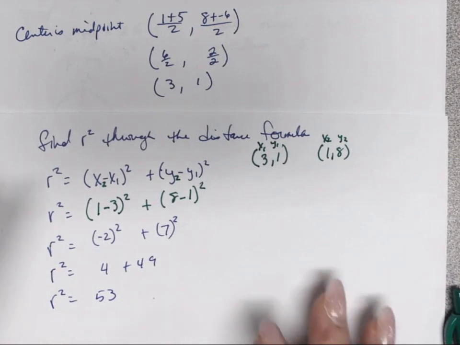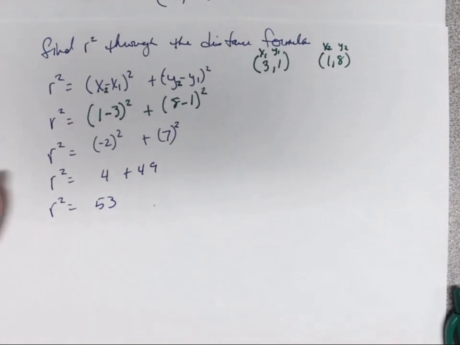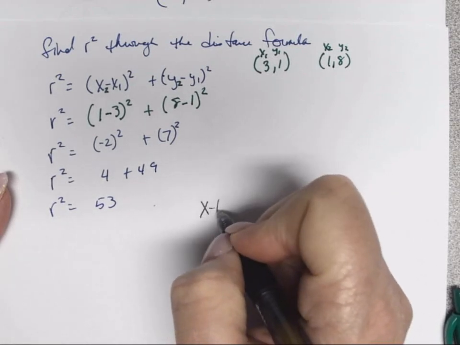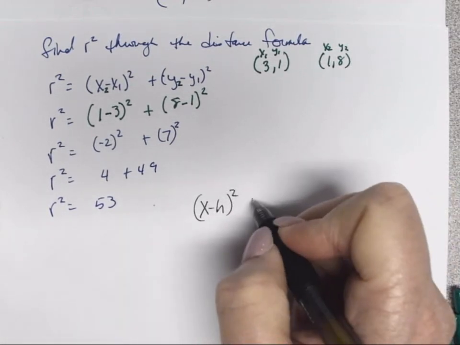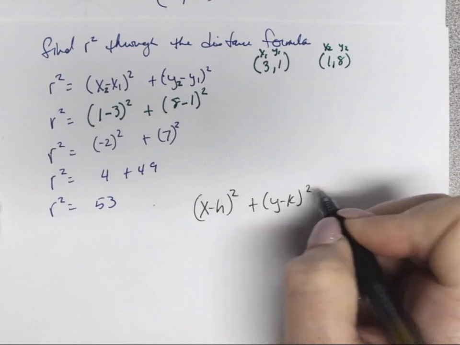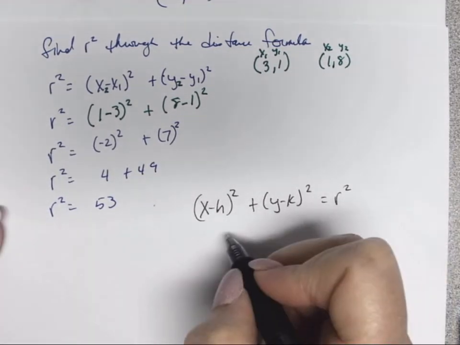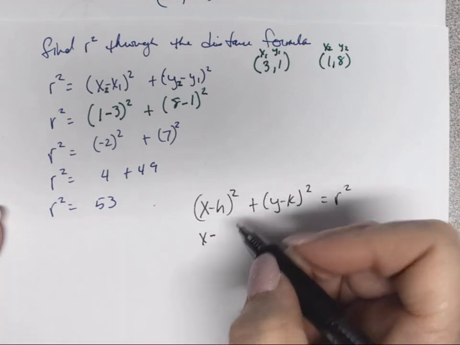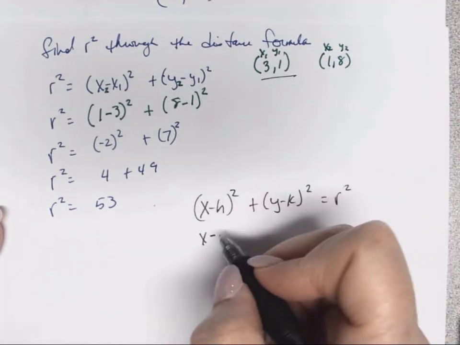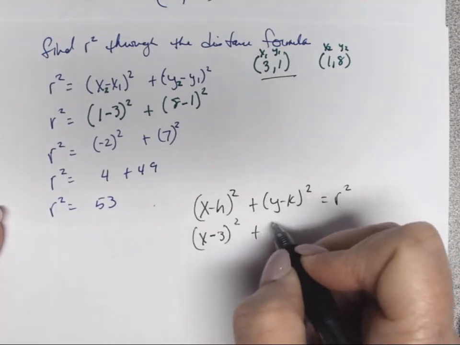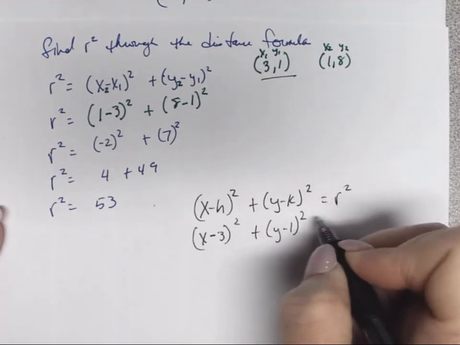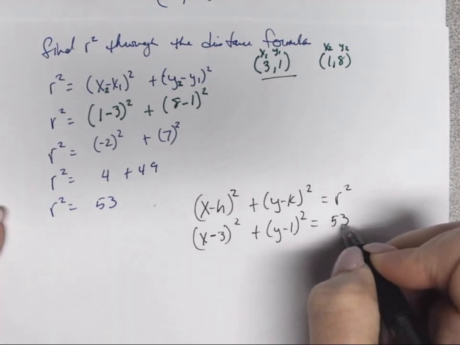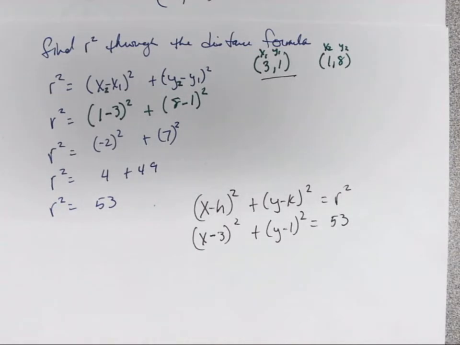Now, we need to know what r squared is for our equation of a circle. So to remind ourselves of that equation, x minus h squared plus y minus k squared is equal to r squared. So x minus 3 squared, since our circle center was (3, 1), plus y minus 1 squared is equal to 53. And that would be finding the equation of a circle through the two endpoints of the diameter.